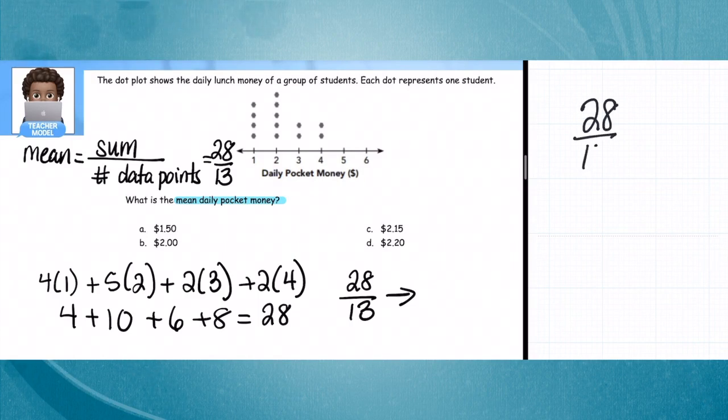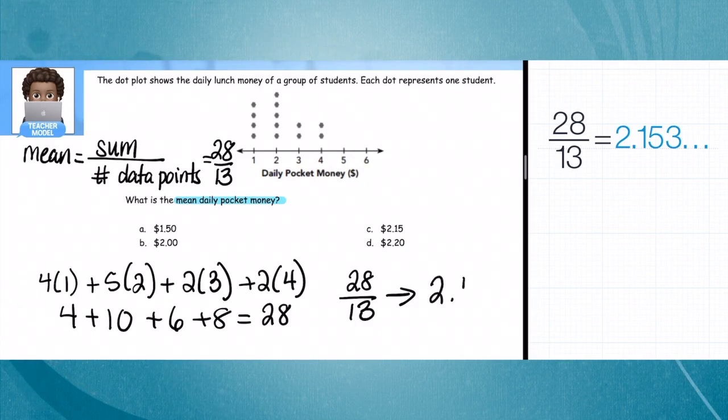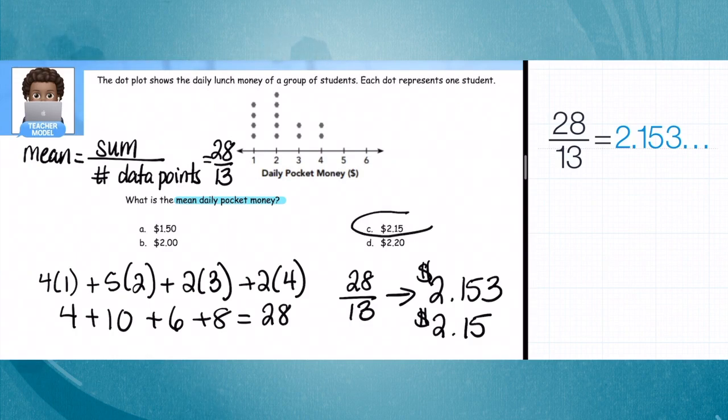And we get 2.153 for money. We're going to round this to the nearest penny. So $2.15. All right, and that's our average. That means out of all the money, out of all 13 kids, if you were to take all their money together and give it back out to them evenly, every kid will get $2.15. That's what mean is, an even share.